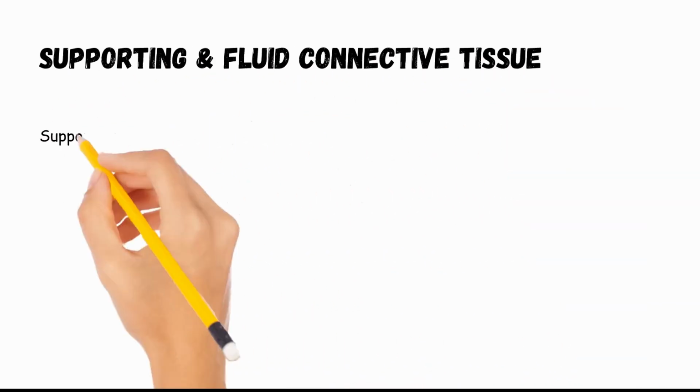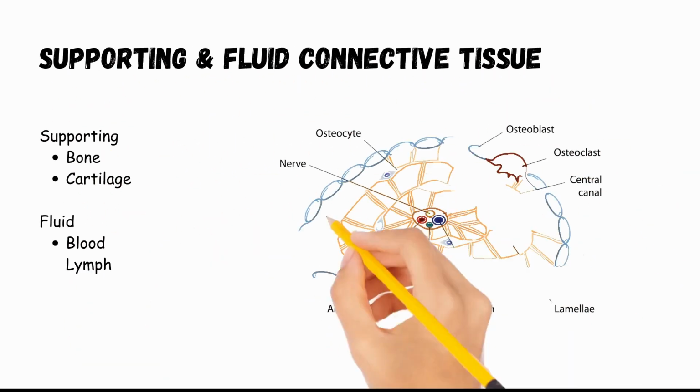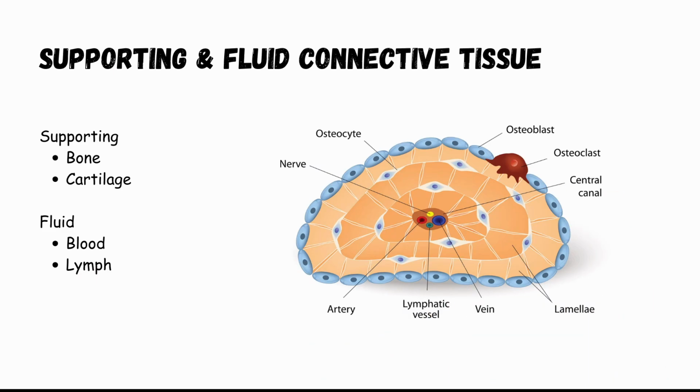Supporting connective tissue includes bone and cartilage. Bone provides support, protection, and blood cell formation. Cartilage provides flexibility and cushioning. Fluid connective tissue includes blood, which transports gases and nutrients, and lymph, which plays a role in immune defense.